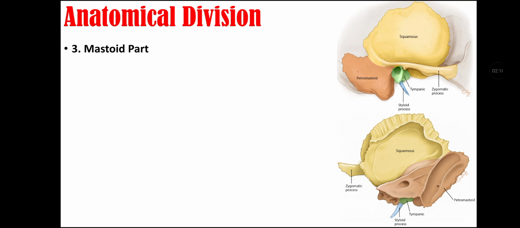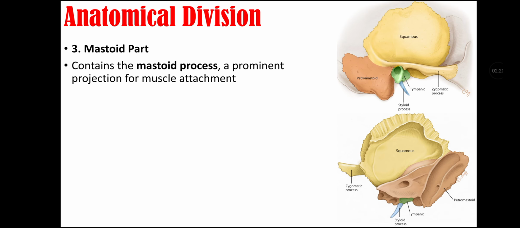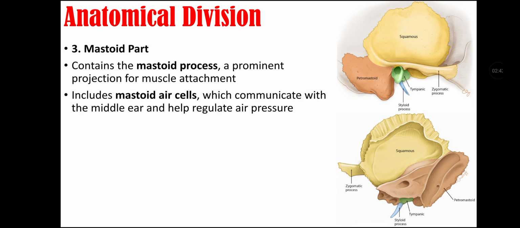Third part of temporal bone is mastoid part. Most of the time petrous part and mastoid part are taken as one as petromastoid part, as you can see here in diagram, but the mastoid part is the anterior part or the part of the petromastoid that is towards the tympanic part is called as mastoid part. It contains the mastoid process, that is a prominent projection for muscle attachment. It includes mastoid ear cells which communicates with the middle ear and help regulate ear pressure.